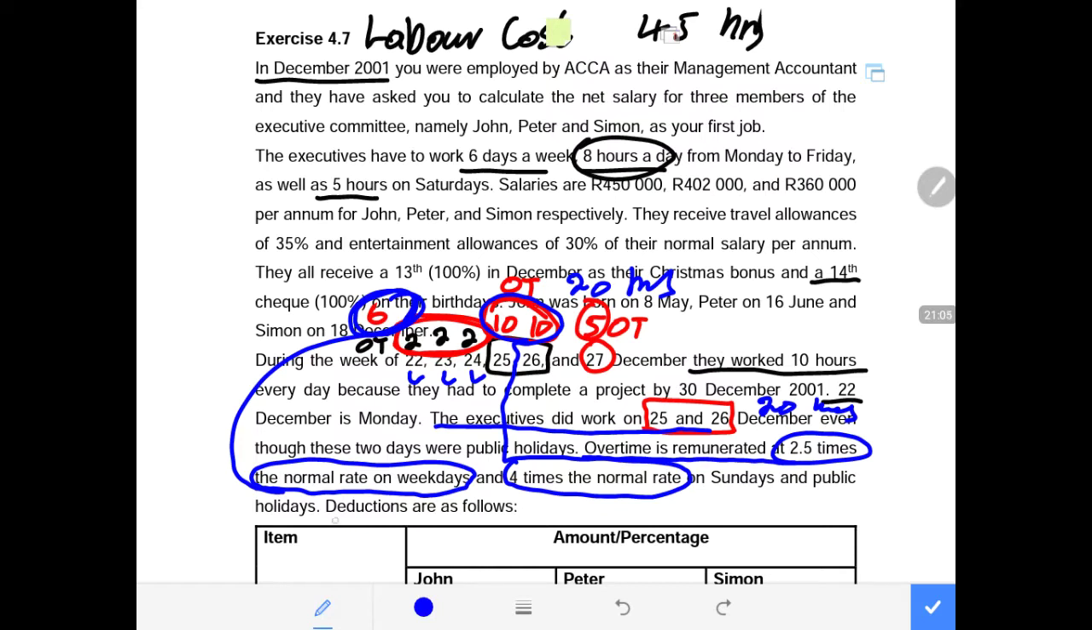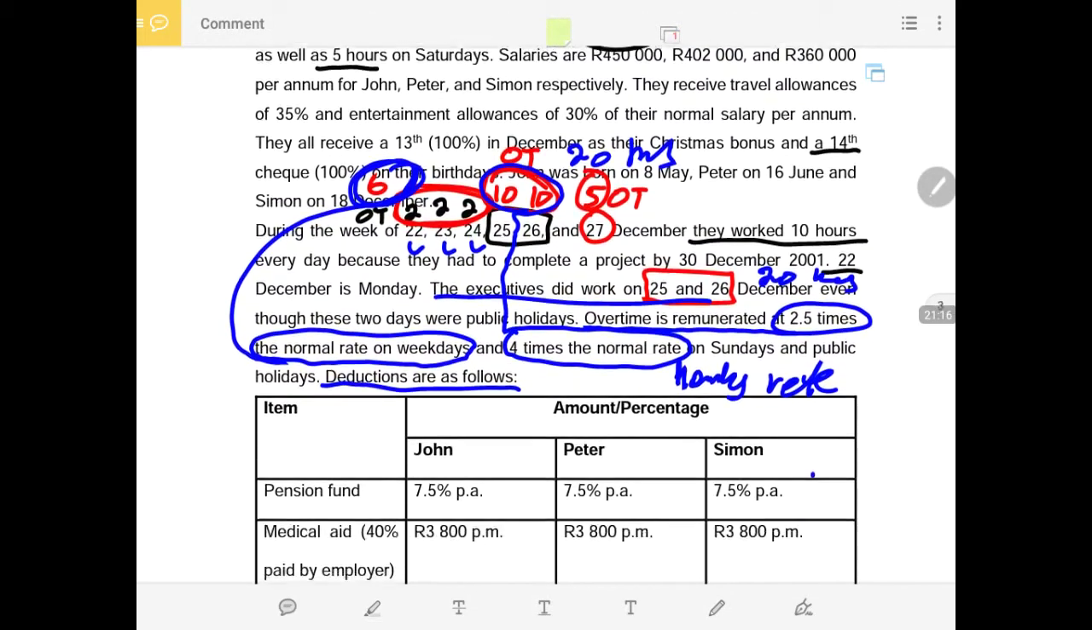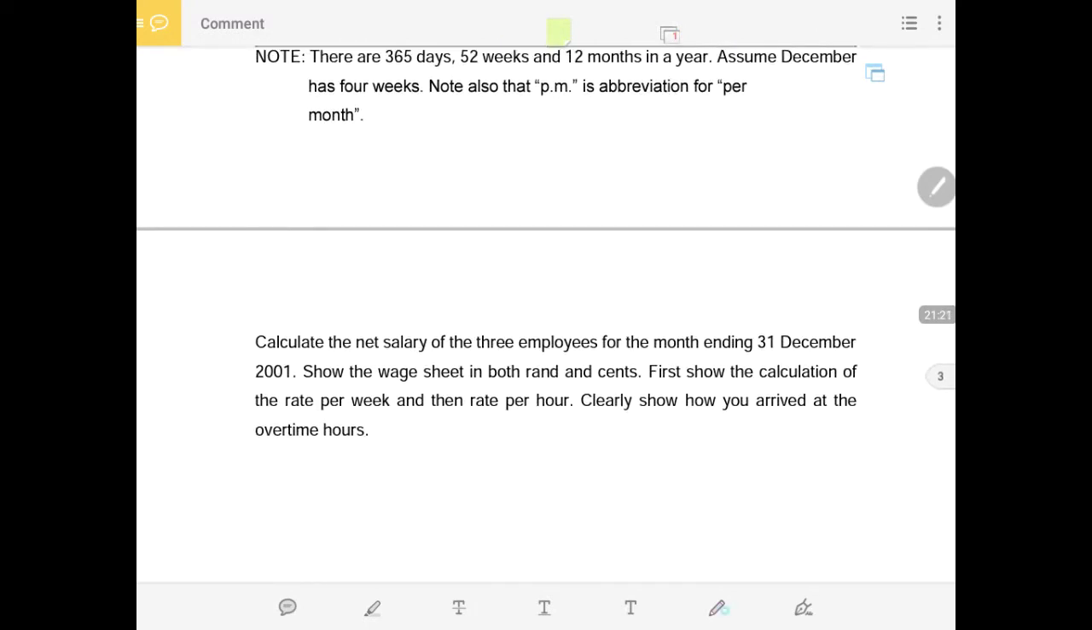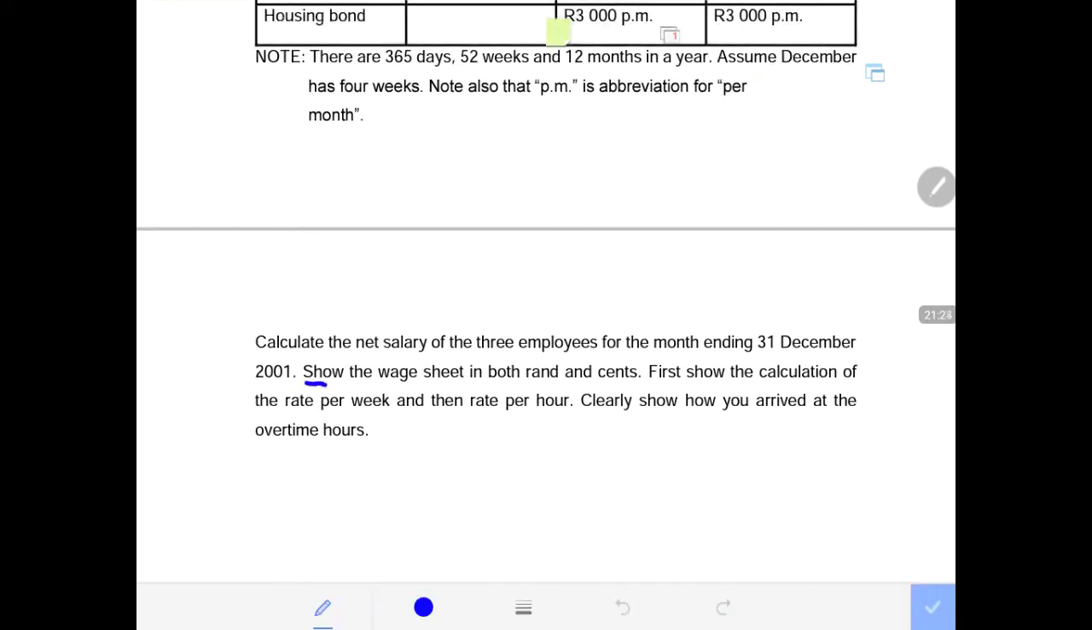Then after that we are provided with the deductions. Before I go to the deductions, we need the hourly rate, and then the weekly rate, because we were instructed, and I want to make this very clear, to show the wage sheet in rand and cents. First show the calculation of the rate per week and then the rate per hour. Clearly show how you arrive at the overtime hours.